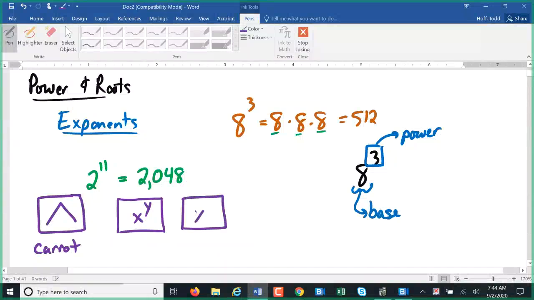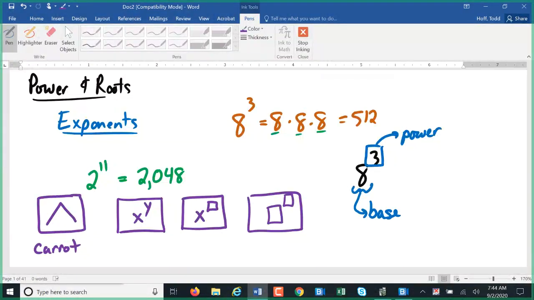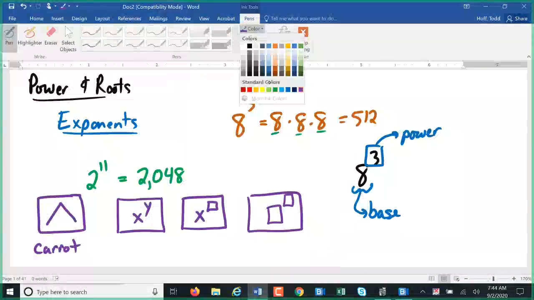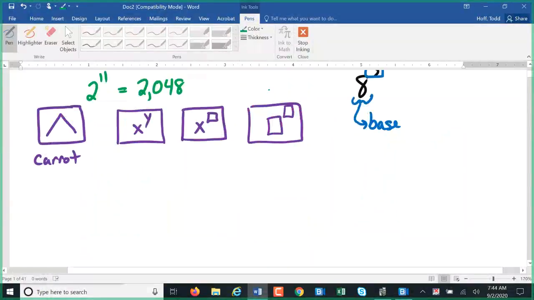Casios and Sharps, most of them have something that looks like this, X with a box there. Or some yet have 2 boxes like that. All 4 of those keys, no matter which one you have, operate the same way. If I want to enter 2 to the power 11, I enter the 2. You press whichever key it is that you have and then enter the 11. And then hit equals or enter. And it should spit out the 2048.